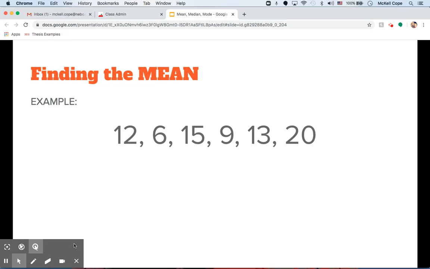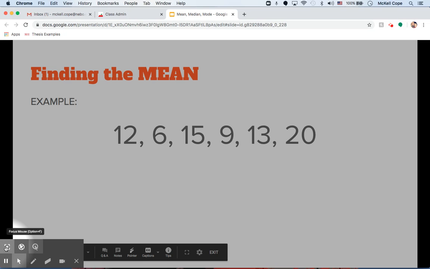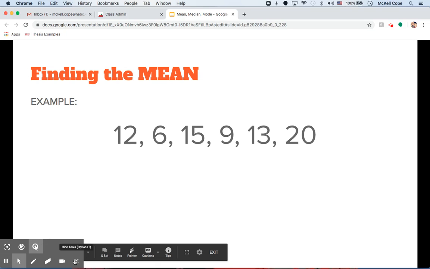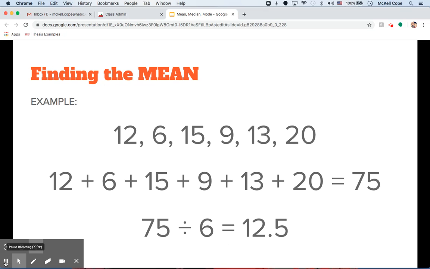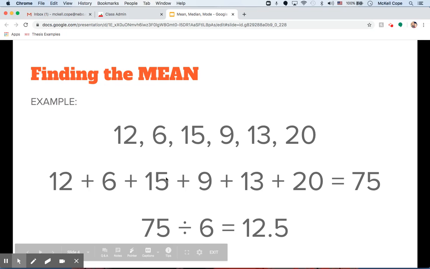Okay, perfect. So I'm going to go to the next slide. Okay, so here we have 6 numbers in our set. We are going to be adding 12 plus 6 plus 15 plus 9 plus 13. You get the point until we get a sum of 75. Since there are 6 numbers in our set, I'm going to take that sum, divide it by 6, and my average now is 12.5.